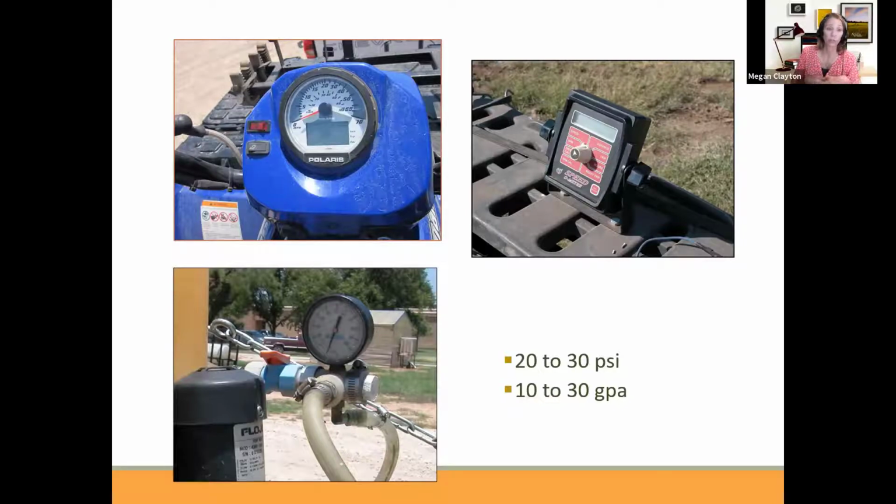But it's very important that you're putting out 20 to 30 psi. In order to know that, you have to have a pressure gauge in a location where you can actually see it while you're driving. So there's a lot of things to think about. And then we usually put out 10 to 30 gallons per acre with these rigs when we're spraying broadcast.